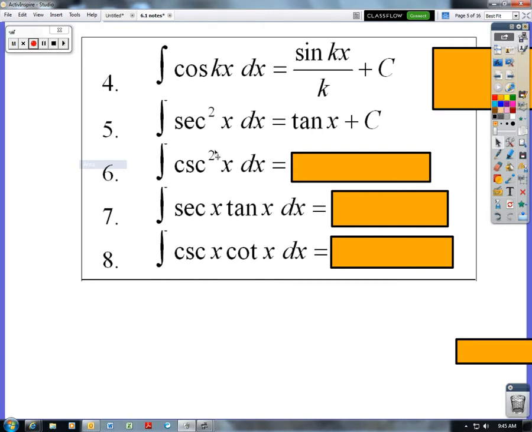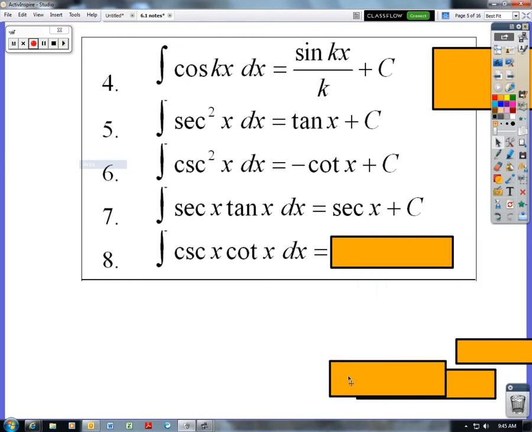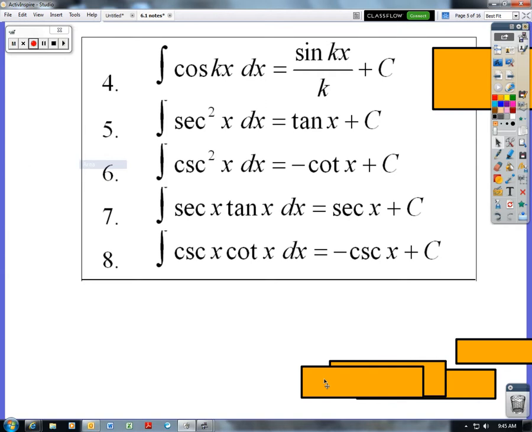Notice on these last 4, they don't have the kx's in there, so you don't have to worry about those. A function whose derivative is cosecant squared, that's going to be negative cotan of x plus c. And then a function whose derivative is secant x tan x, that's going to be secant x plus c. And then the last one's going to be negative cosecant. So we will have to memorize all of these.